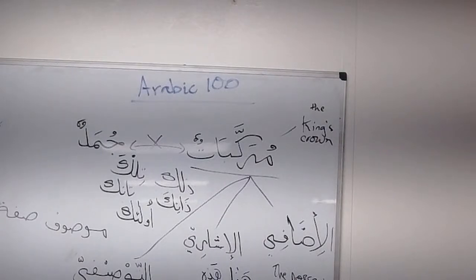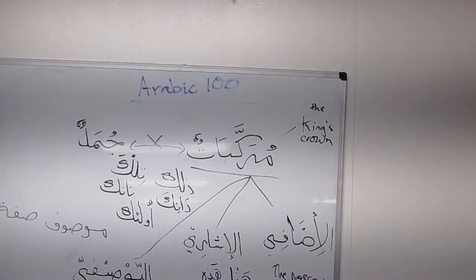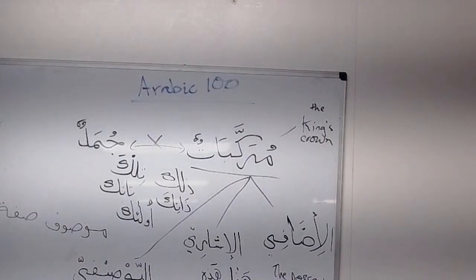Because in Arabic, the Mawsoof comes first. Whatever you're describing comes first. But in English, it's the opposite. In English, we say a tall man. In Arabic, we say the man tall. Very good. So the Mawsoof is the described. What is the Sifah? The description.